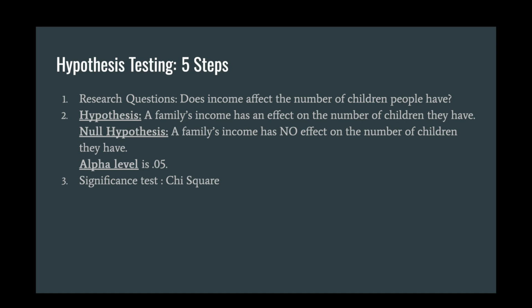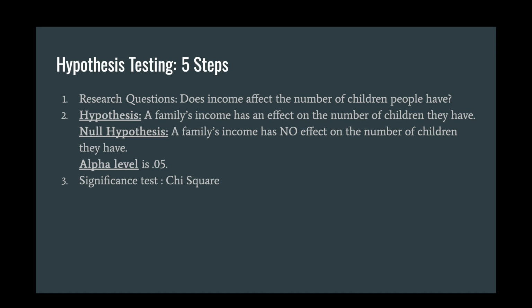There are 5 steps to hypothesis testing. The first step is my research question. Does income affect the number of children people have? Step 2, my hypothesis is a family's income has an effect on the number of children people have. My null hypothesis is a family's income does not have an effect on the number of children people have. My alpha value is 0.05.